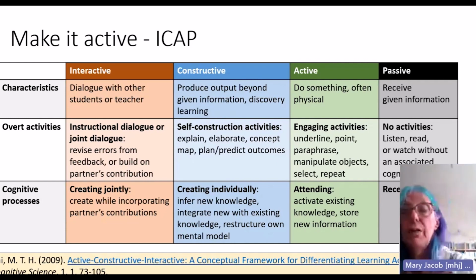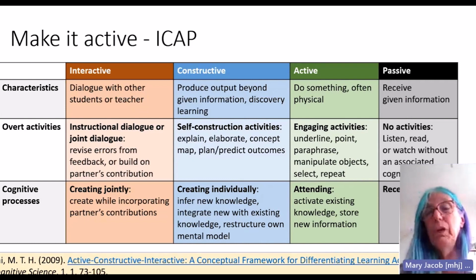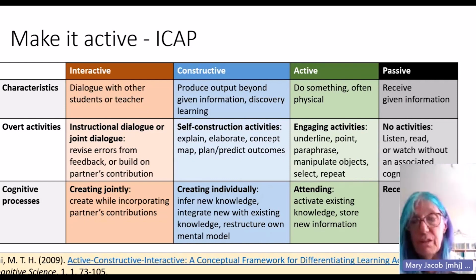And then the third level that is still active is more of a behavioral type of being active. So it might be a physical activity, could be underlining, manipulating objects, selecting, etc. So with that one, they're activating existing knowledge, they're storing new information, but they're not yet building the mental schemas. So that's the difference among these 3. And then with the passive one, you don't really have meaningful cognitive processes going on. You're just hoping they receive it and remember it. You're not really basing it on activities.